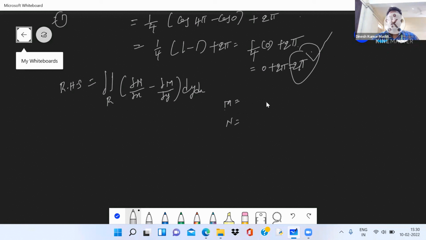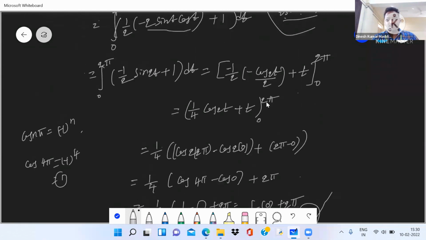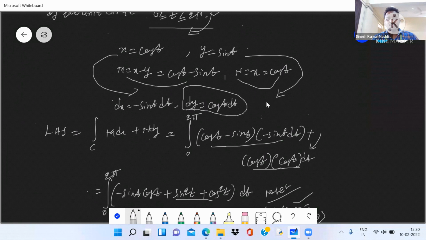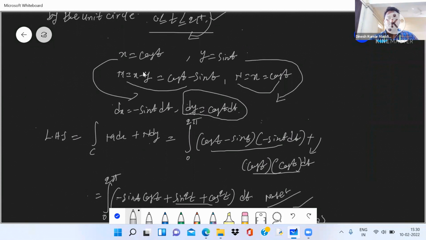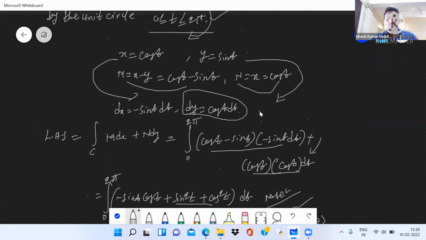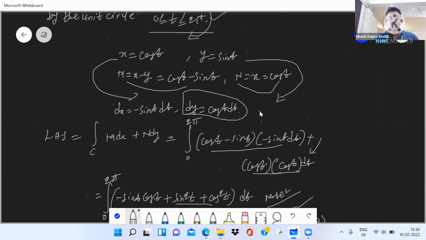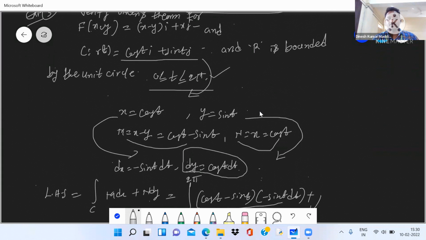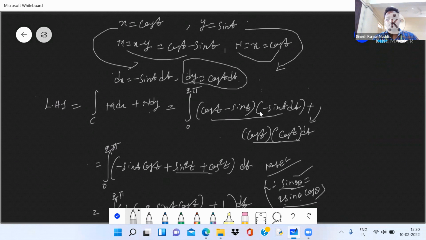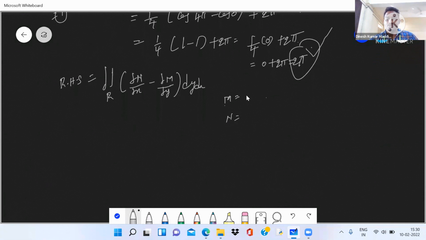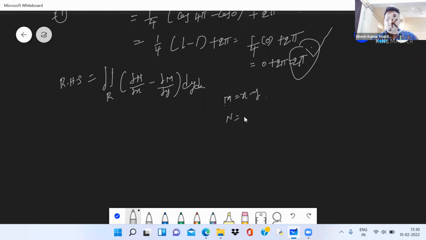Here they have given in the problem that m is x minus y and n is x. So remember that m is equal to x minus y, n is equal to x. Okay? We have to get here ∂M/∂y.